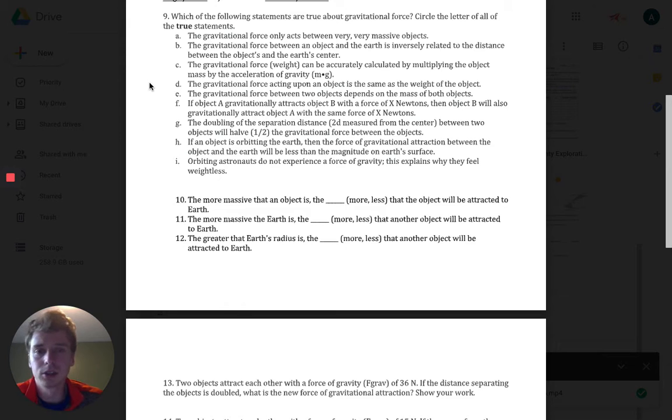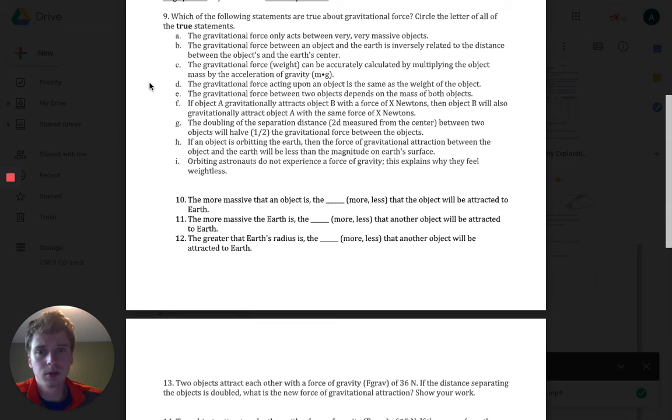In this case, the force is gravity, so we take the acceleration due to gravity. D, the gravitational force acting upon an object is the same as the weight of the object. That is true. E, the gravitational force between two objects depends on the mass of both objects. That is true. F, if object A gravitationally attracts object B with a force of x newtons, then object B will also gravitationally attract object A with the same force of x newtons. That is true. It's kind of weird to think about the fact that you and the Earth pull each other the same amount. The reason that you actually end up moving is because you are less massive, so the same amount of force will have a greater impact on you. The Earth being way more massive, it won't actually move because of your pull.